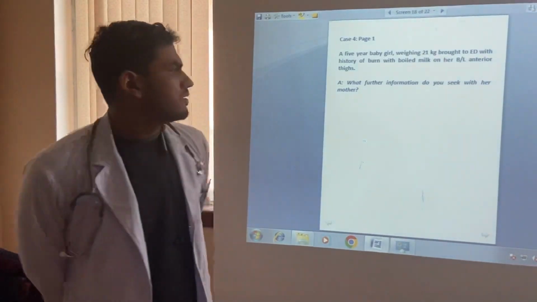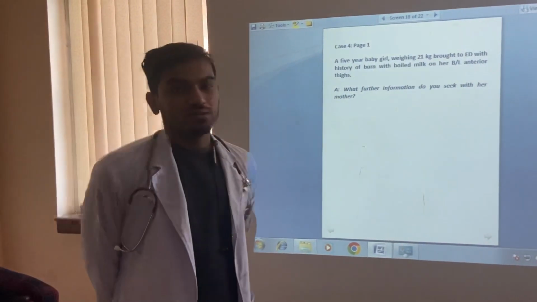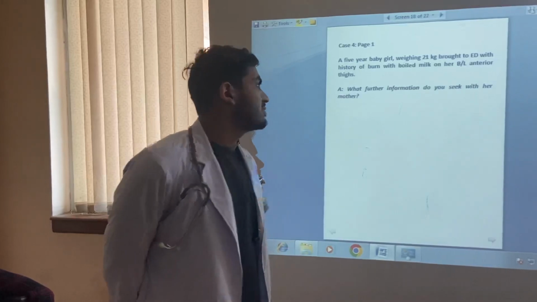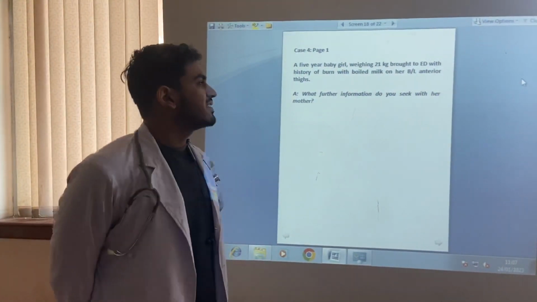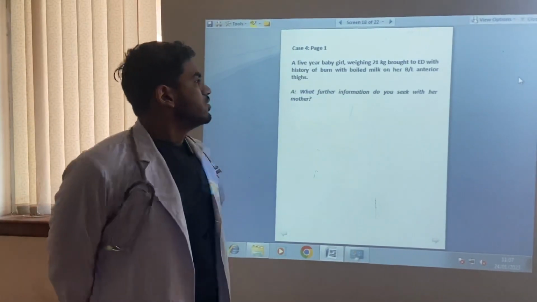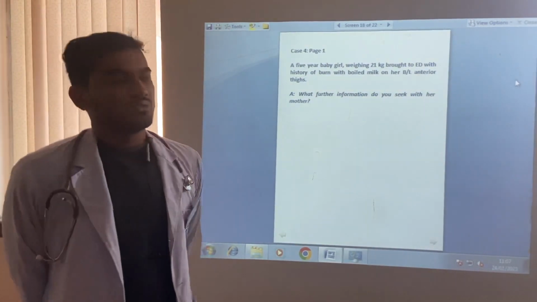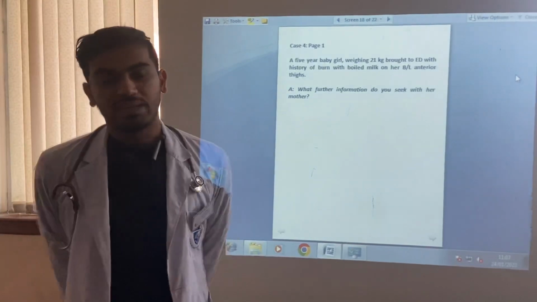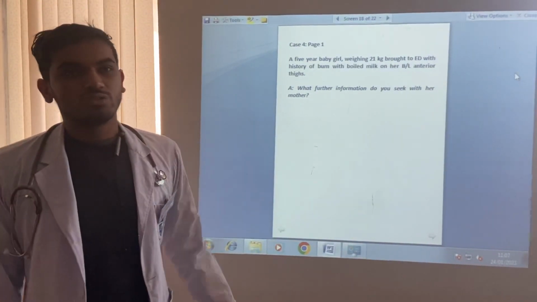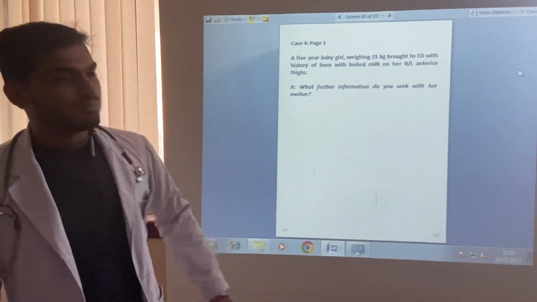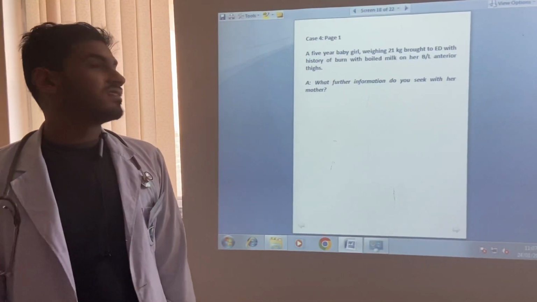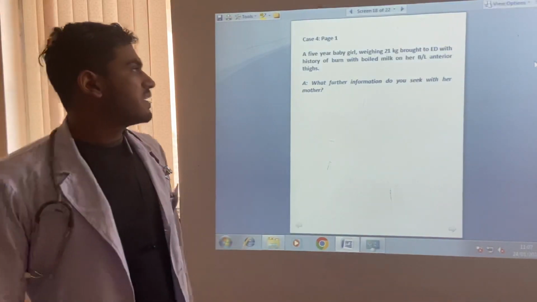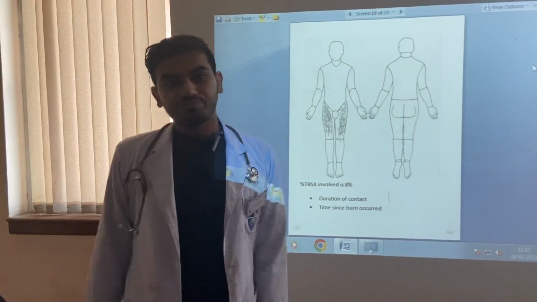So a 5-year-old baby girl weighing 21 kg is brought to the emergency department with a history of burn with boiled milk on her bilateral anterior thigh. First we have to see whether the patient is a pediatric patient or not, as it will be helpful in the calculation of fluid management and total body surface area, and the weight is also required.